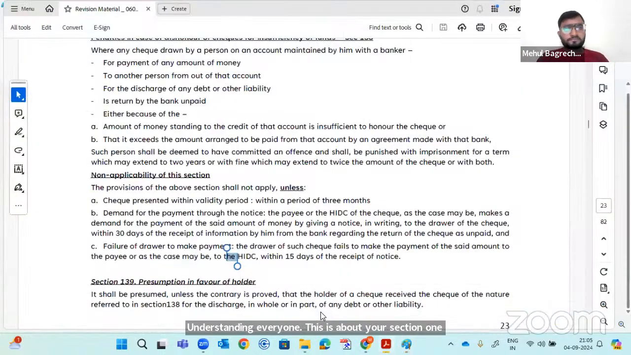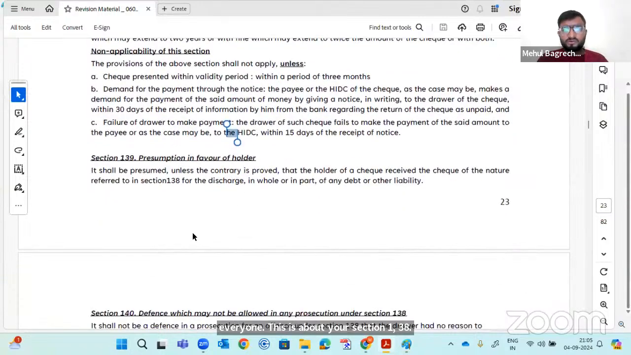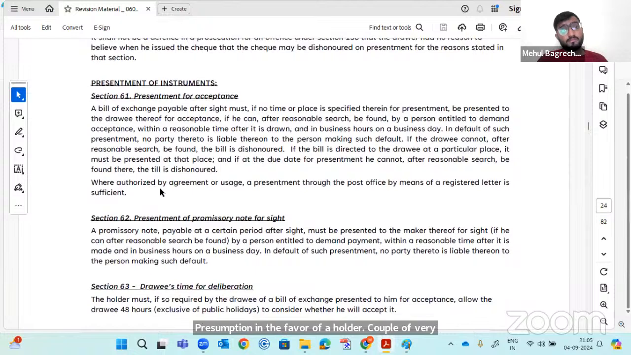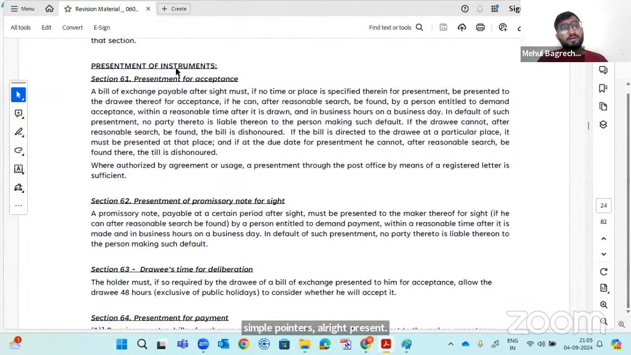Next. Presumption in favor of a holder, a couple of very simple pointers. All right. Presentment. Very, very important topic. 100% focus on this important topic. Now, what is presentment, sir? Although it is important, it doesn't mean it is high funda. Relax. Presentment means I have to go and give it to you on the due date so that you can make the payment to me. Understanding?